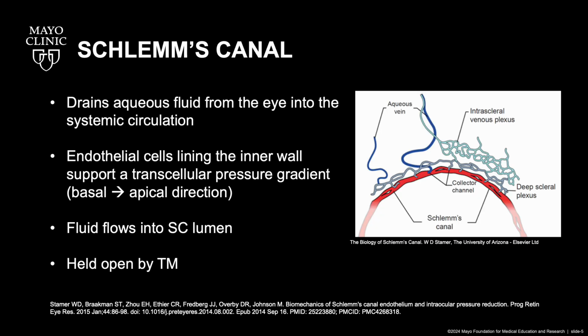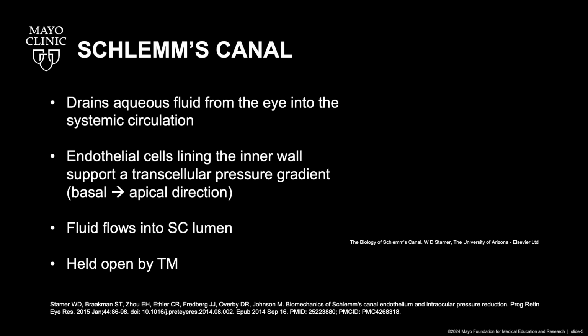So in regards to the specifics of the aqueous outflow pathway, we have Schlemm's canal, which drains fluid from the anterior chamber into systemic circulation. It's supported by the trabecular meshwork and lined with endothelial cells that help maintain a pressure gradient, which allows the fluid to efficiently exit the anterior chamber. When this system fails, it leads to an increased intraocular pressure. Understanding the biology of Schlemm's canal is key to appreciating the rationale behind canaloplasty, as it targets this specific area to restore physiological outflow without removing or altering any tissue structure.